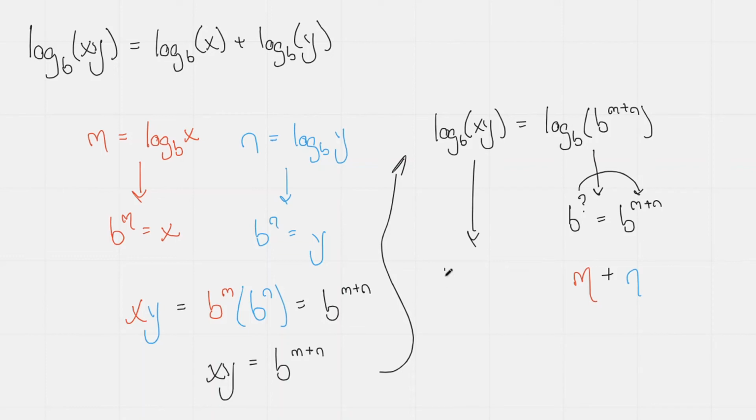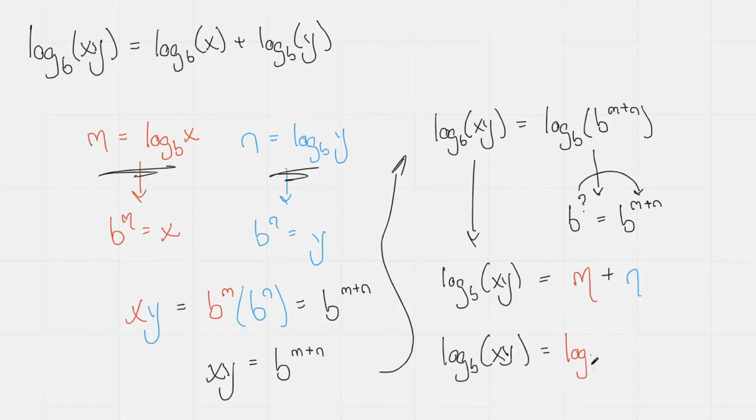And so the log base b of xy equals m plus n. Recall what we originally defined m and n to be. Well, m is the log base b of x and n is the log base b of y. And so the log base b of xy is the log base b of x plus the log base b of y. And so we've proven the product law of logs.